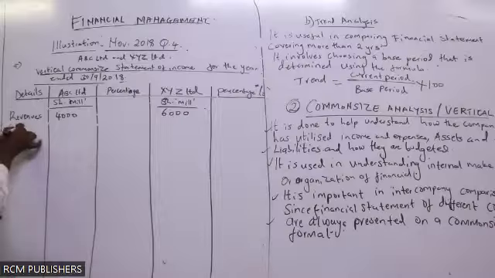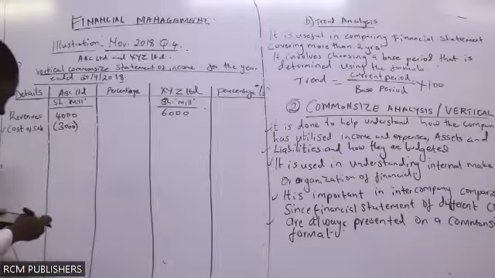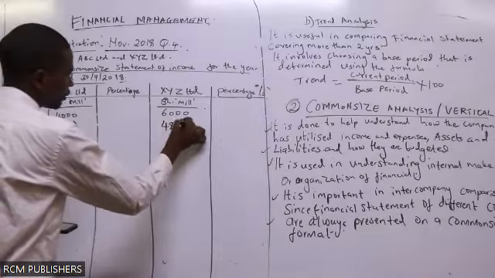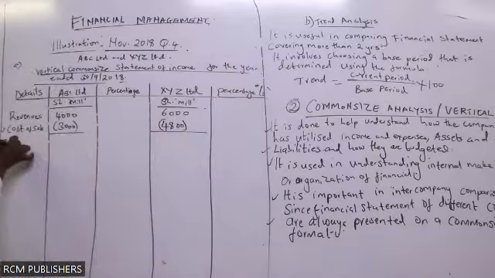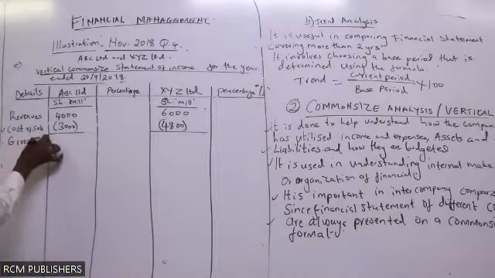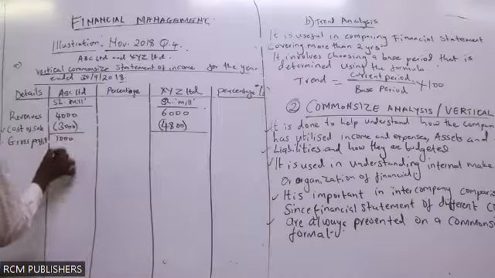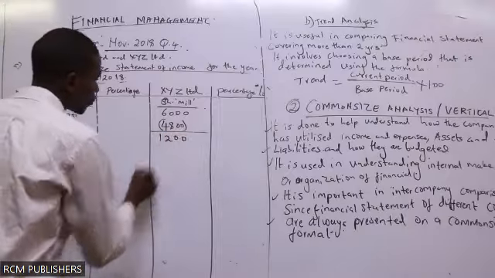Cost of sale. How much is our cost of sale? Then you can get gross profit as usual. Gross profit is given by sale minus, or revenue minus cost of sale. That is our gross profit.